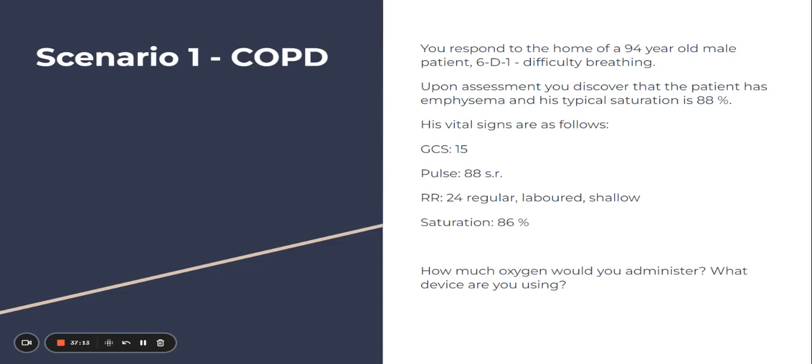I'll probably start at 1 or 2 liters and titrate up, meaning I'll change it. I'll adjust the flow of the oxygen, 1 liter, 2 liter, 3 liter, 4 liter, until I achieve the saturation of 88 to 92. If I go too high, I'm going to titrate down. So if I go to 93, 94, 95, I'm going to titrate down for this patient.